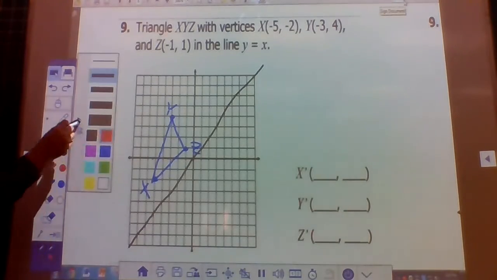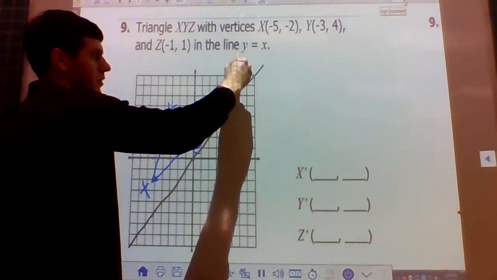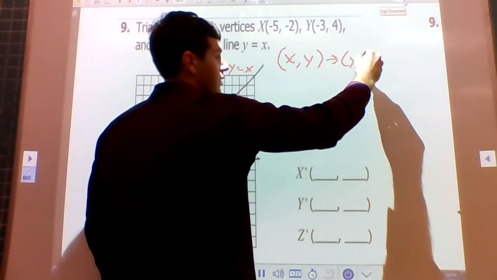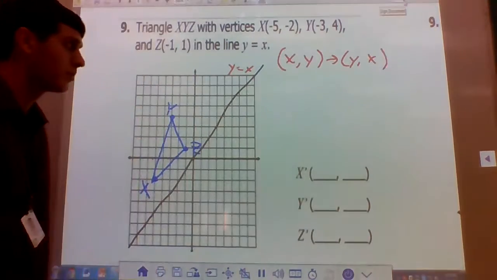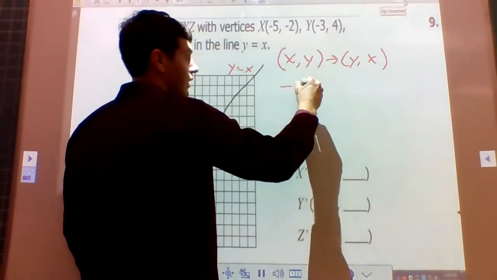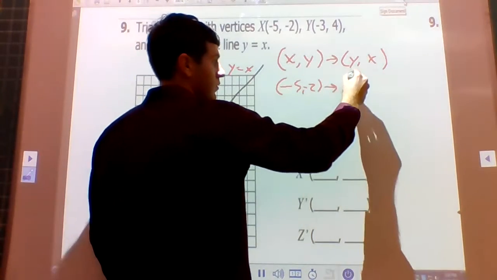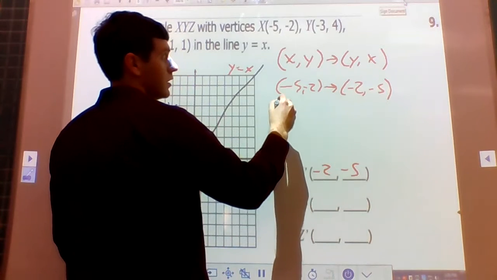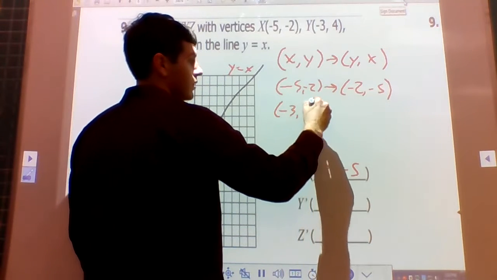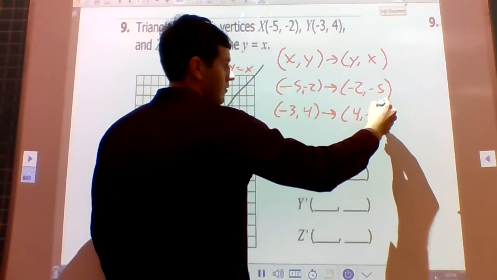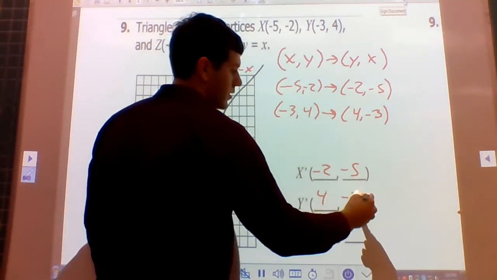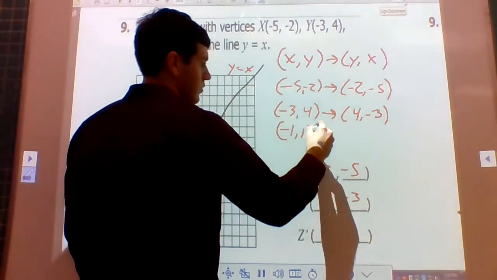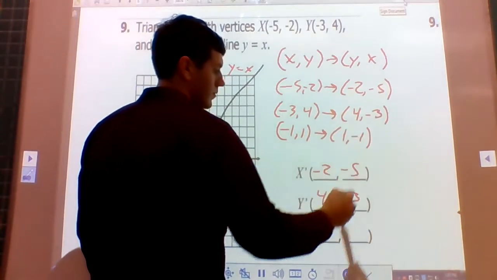So our rule for reflecting over the line y equals x is that (x, y) is going to go to (y, x). Okay, so we're just going to flip our coordinates. So negative 5, negative 2 is going to go to negative 2, negative 5. Negative 3, 4 is going to go to 4, negative 3. And Z, negative 1, 1, is going to go to 1, negative 1.